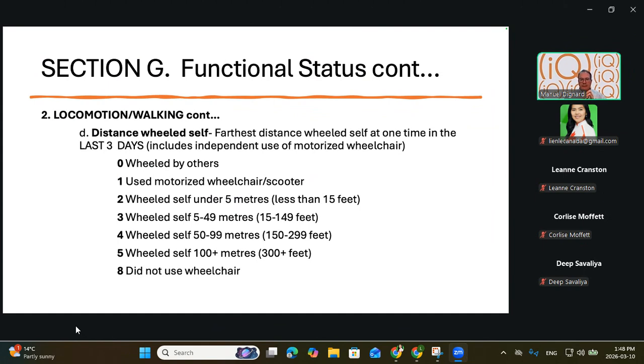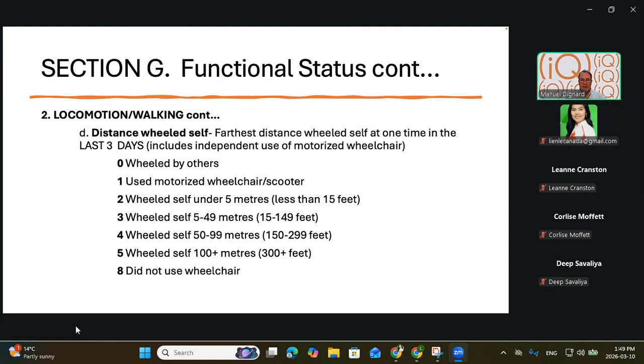Distance wheeled self. Here we're focusing on how far the resident wheels themselves in a manual or motorized wheelchair or scooter without stopping. It helps track independence in mobility. All right. If they wheel themselves only a few meters, that's fine. You code accordingly. If they use a power chair or a scooter, then you code a one. If someone pushed them the whole time, you code a zero.